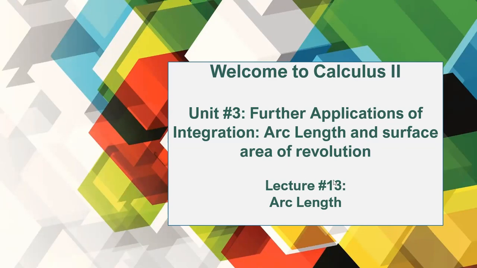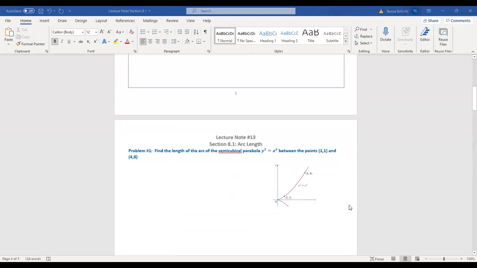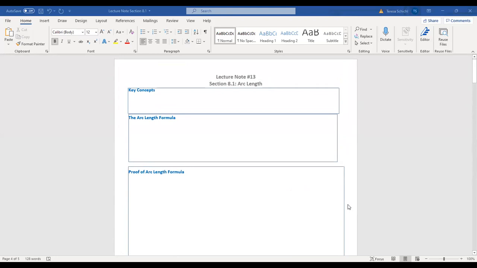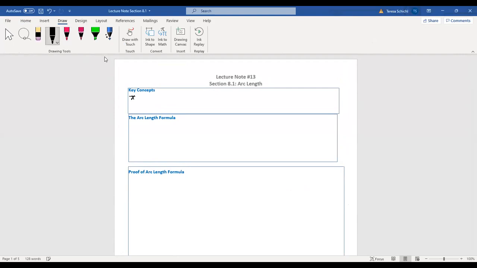Okay, so now let's start our lecture number 13. In lecture number 13, we're going to talk about arc lengths. Let's go ahead and go to our lecture notes. For this section, the first key concept is the length of the curves. And then the second topic is the arc length functions and its derivative.